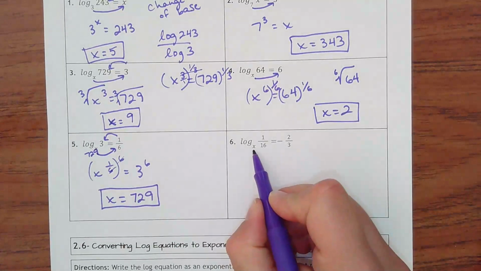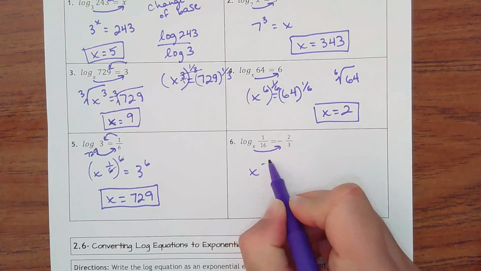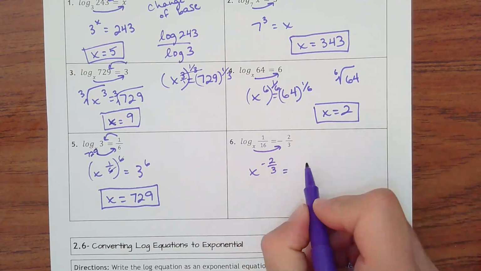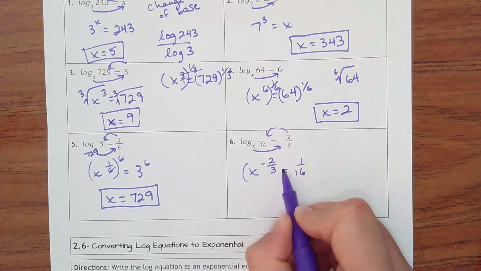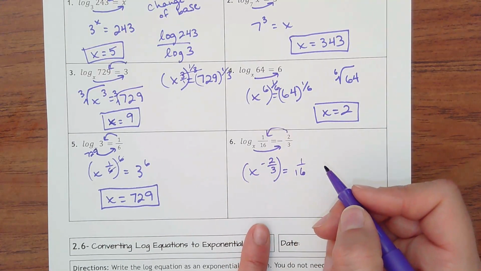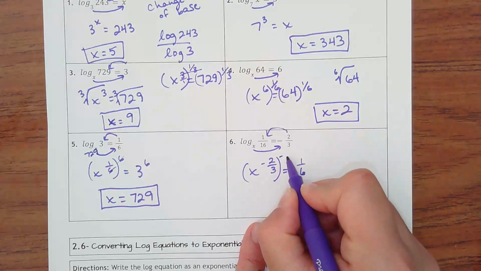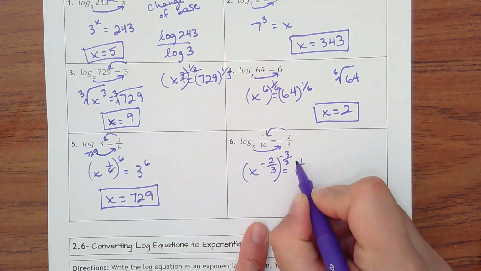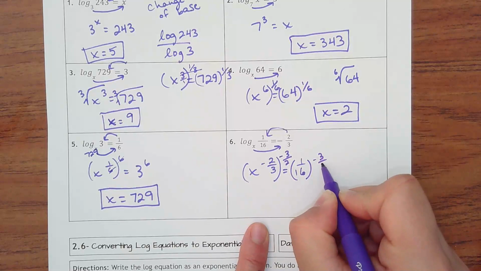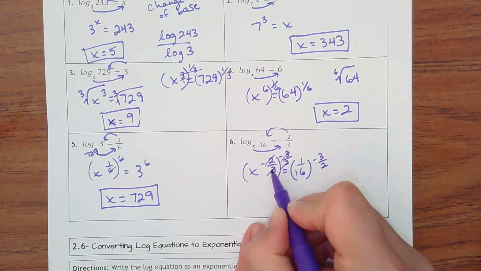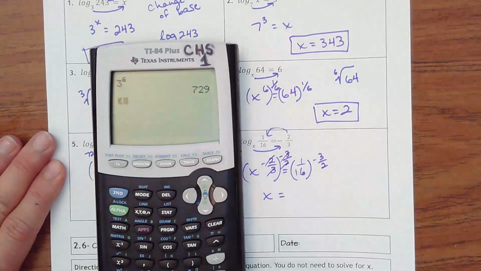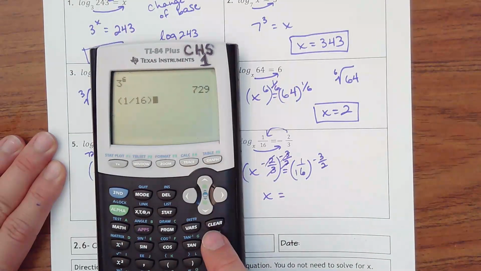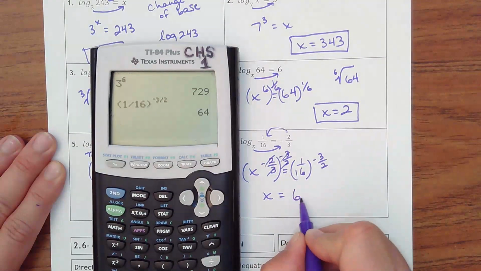And then number 6 is x to the negative 2/3 power equals 1/16. And then I would want to take this to the reciprocal. Reciprocal just means to flip it. So I'm still going to have to keep it negative, but now it's going to be to the negative 3/2 power. So that these cancel, negative times negative is a positive. So x really equals, put your parentheses around your 1/16. And that gives me 64.